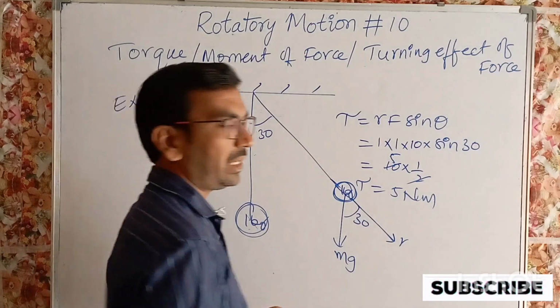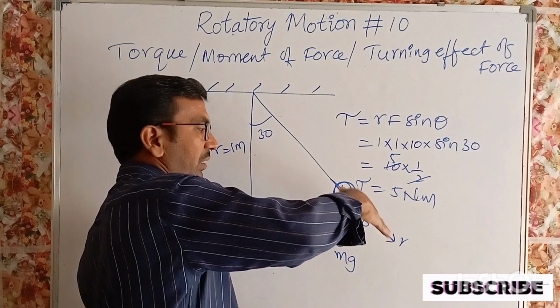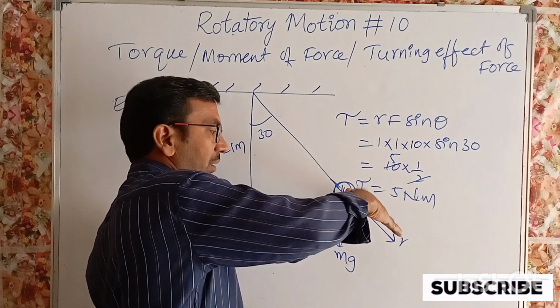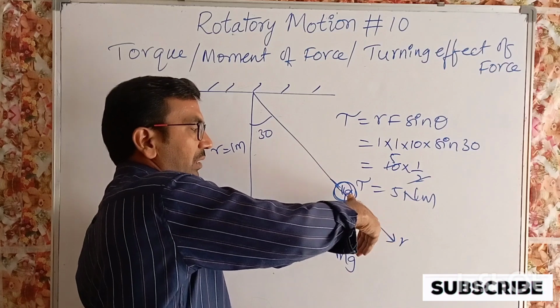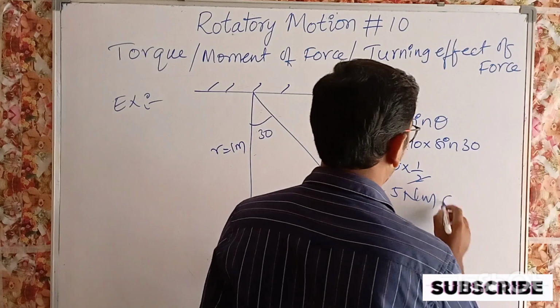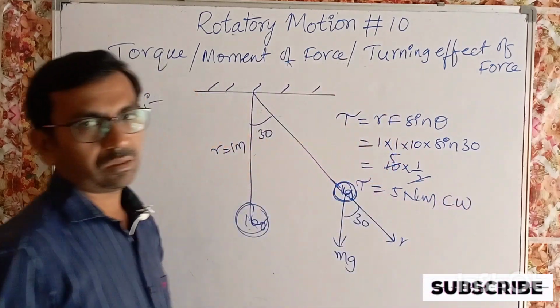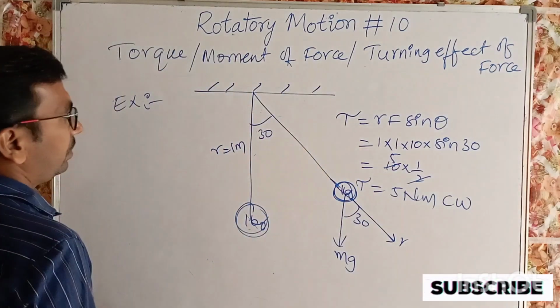Is it clockwise sense or anti-clockwise sense? By using the right hand rule, along R place the fingers and curl towards force mg. That means it is clockwise sense. So 5 newton meters clockwise. I will consider one more example.